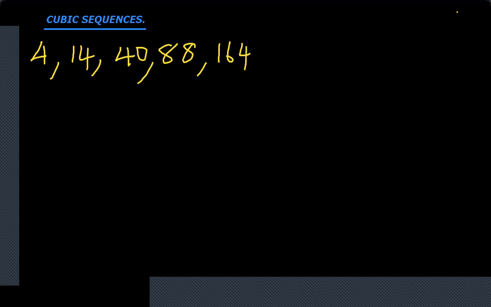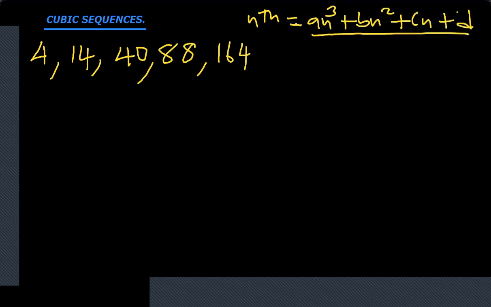Now, a cubic sequence has a general formula. The nth term of a cubic sequence is an cubed plus bn squared plus cn plus d. That's the general formula for all cubic sequences, where a, b, c, and d are constants. All right. Now let's quickly get the differences. So like I told you, it has a difference of a difference of a difference.